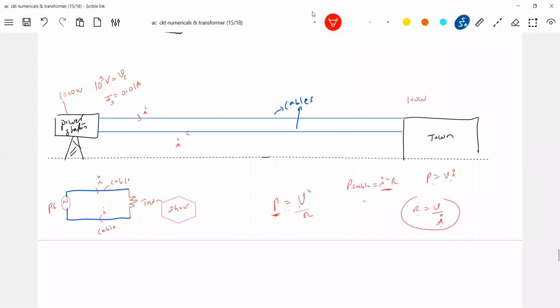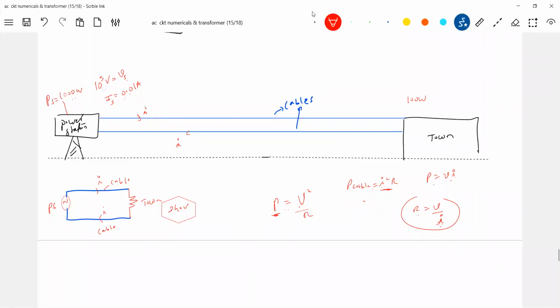I'll write Vs and Is. So I'll generate the power of 1000 watt, and the voltage will be very high and the current will be very low, but the overall power is the same. This signal, where the voltage is 10 to power of 5 volt and the current is 0.01 ampere, is what I will transfer on the cable. So what is the current? 0.01 ampere.